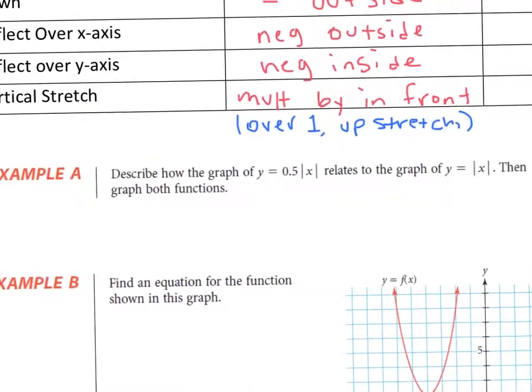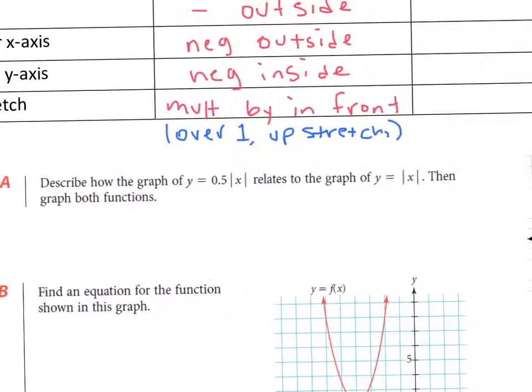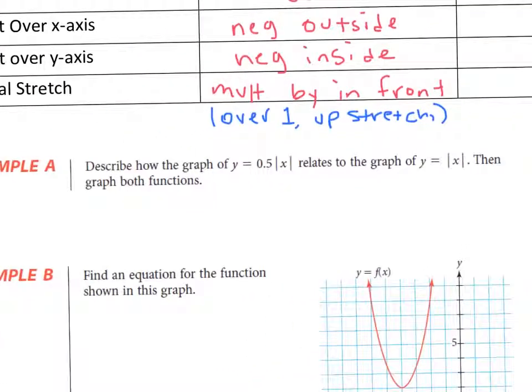So let's see what that looks like. For example A, we will describe how the graph of y equals 0.5 absolute value of x relates to the graph y equals absolute value of x. And then we are going to graph both. So starting with just the comparison between the two, the only difference here is this 0.5 value that's out front, that's not present in the parent function. And that is our stretch value.